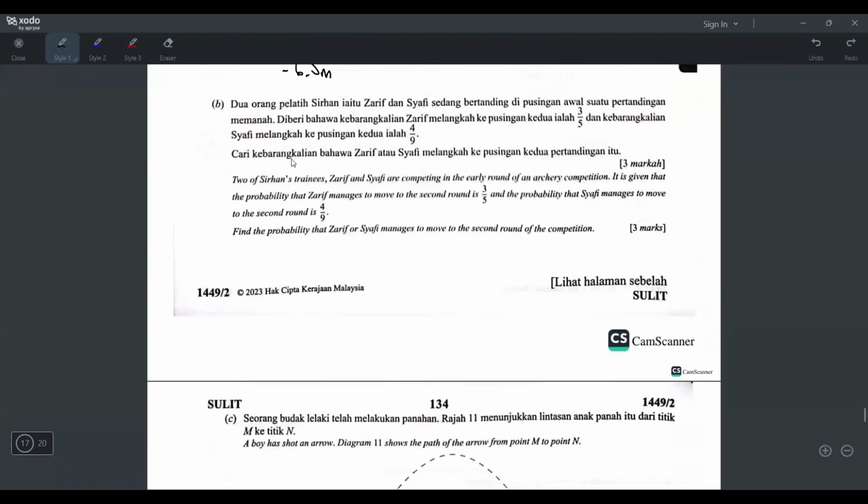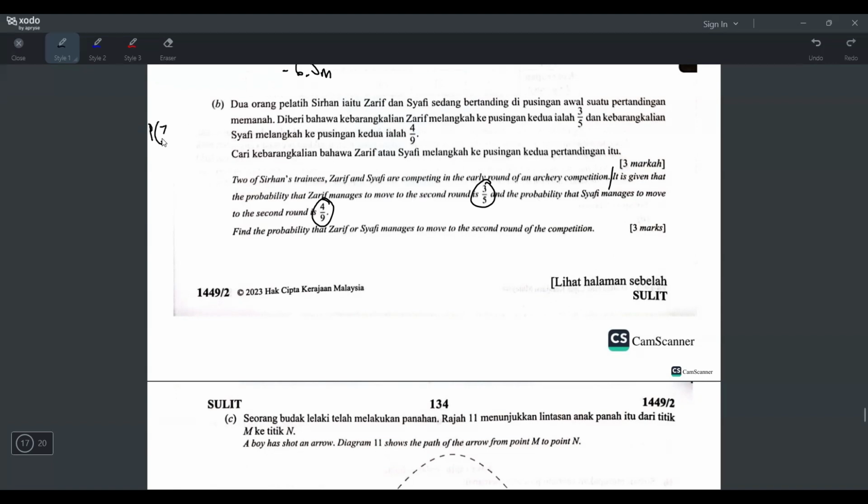Okay, let's do B. So 2 of Sir Hans' trainees, Zarif and Shafi, are competing in the early round of an archery competition. So 2-person joint competition. It is given that the probability that Zarif managed to move to the second round is 3/5, and the probability that Shafi managed to move to the second round is 4/9. Find the probability that Zarif or Shafi managed to move to the second round of the competition.